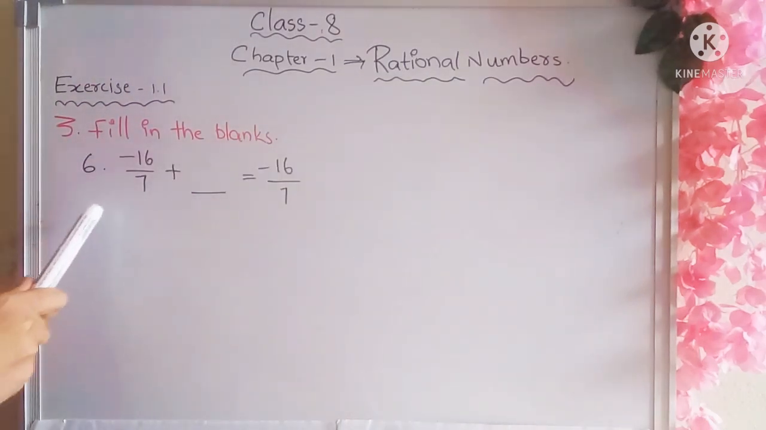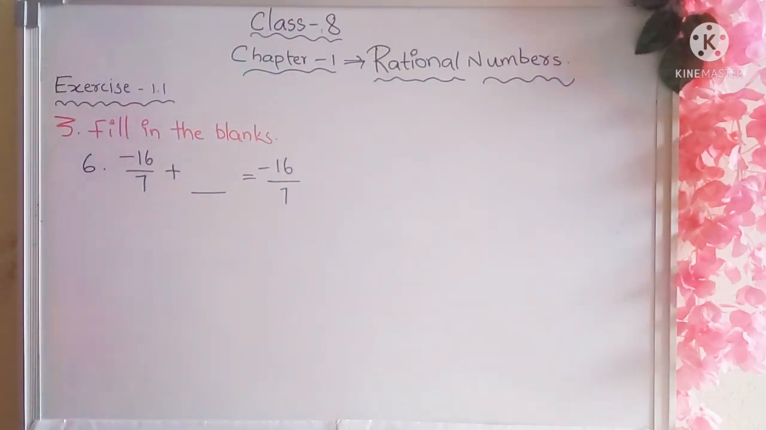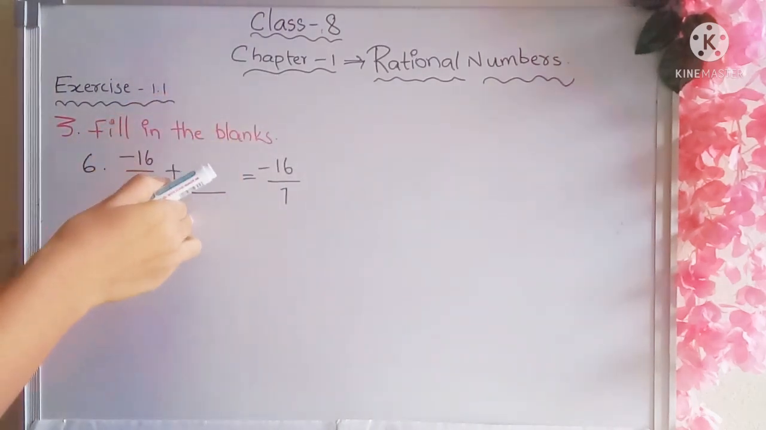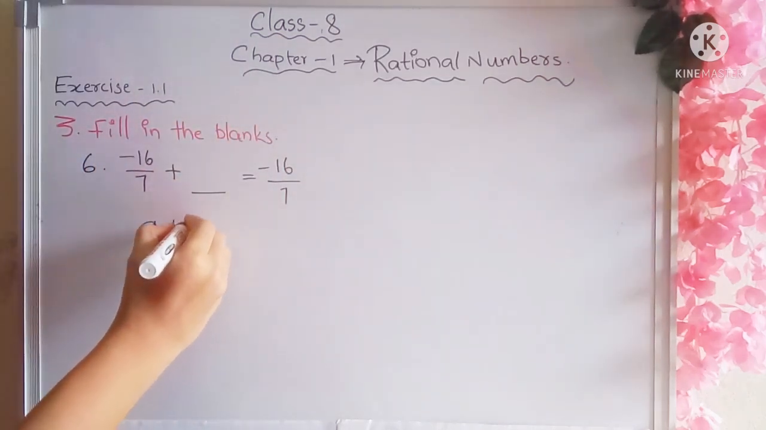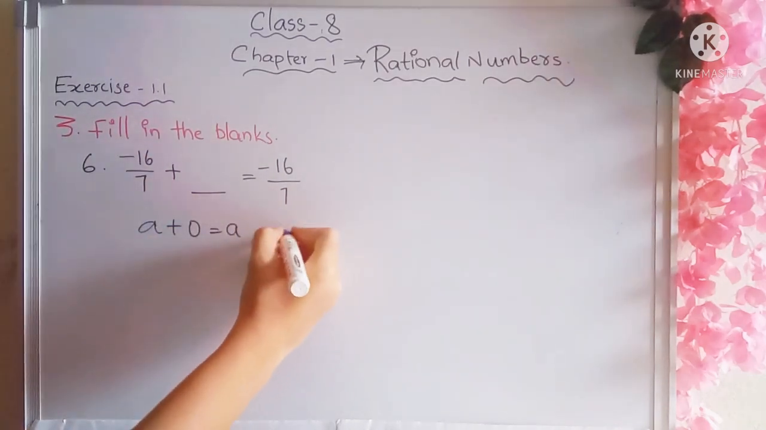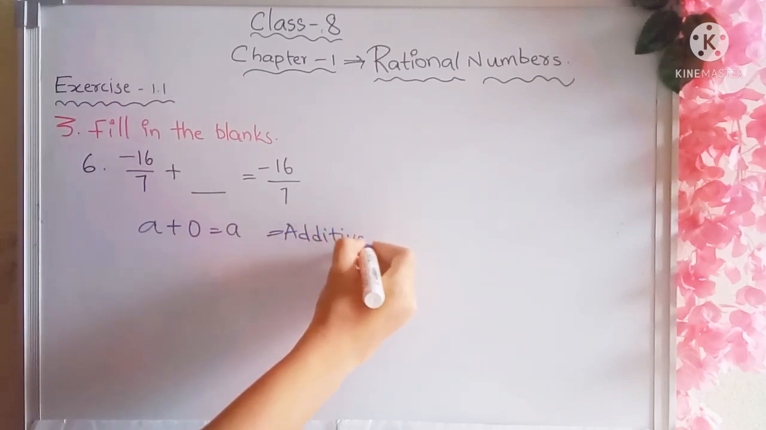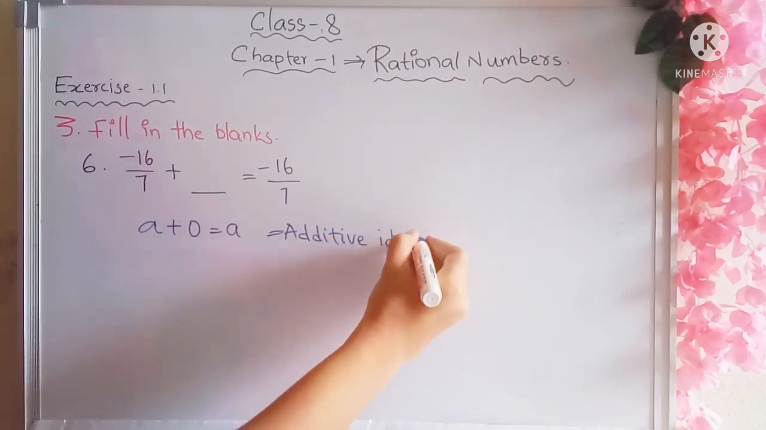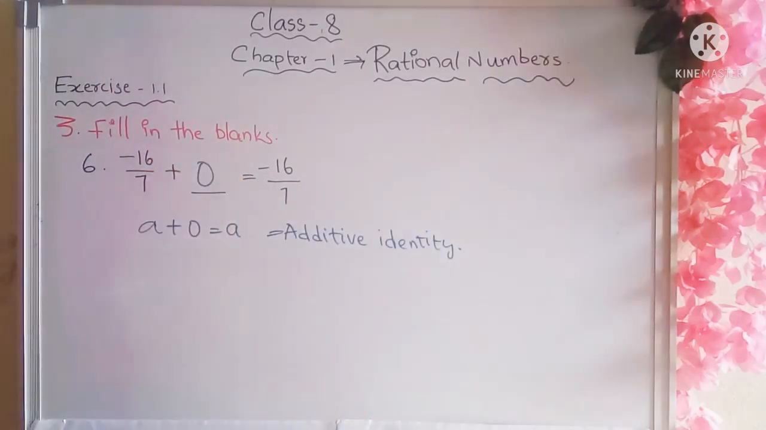So the sixth question is that minus 16 upon 7 is equal to minus 16 upon 7. What if we add? We will get the same number. Yes. A plus 0 is equal to A. So this is the additive identity. Additive identity. So 0 comes here.